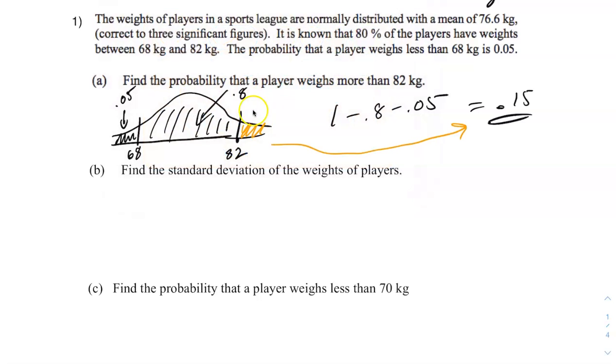Right, so keep in mind, a normal distribution is always 100%. So if I know this is 5%, I know the middle is 0.8, 80%, then I can figure out what's left over for the last part, which is what this is asking for. So 15% is that part.